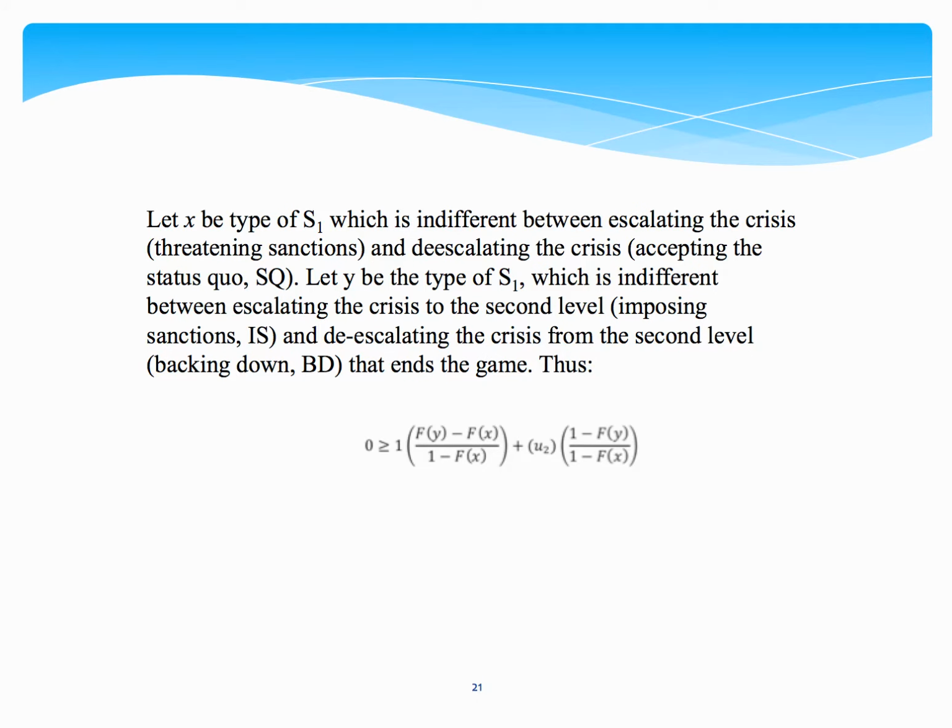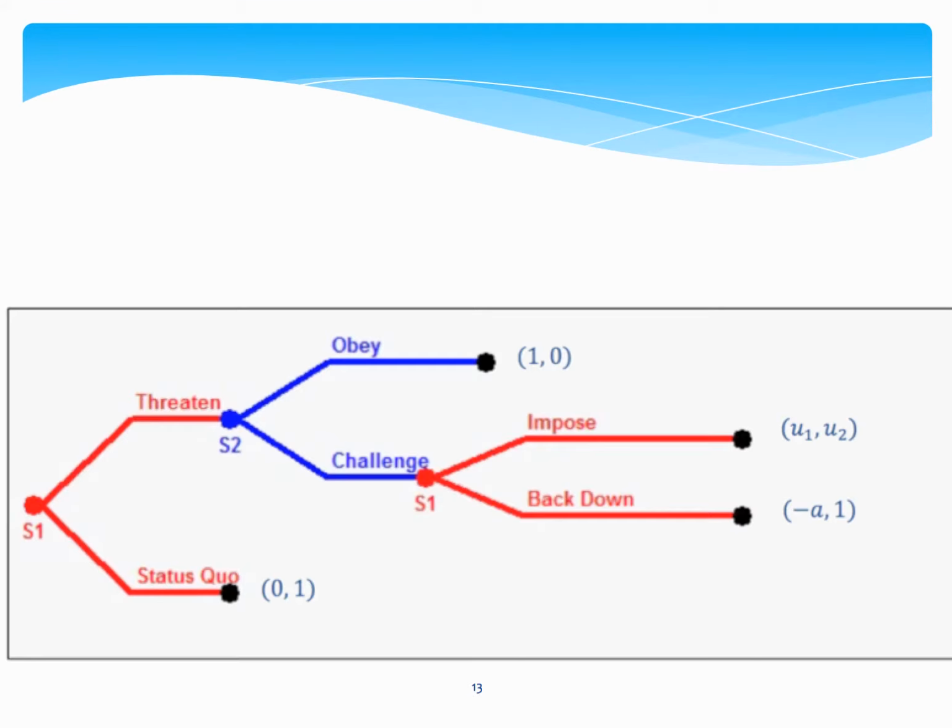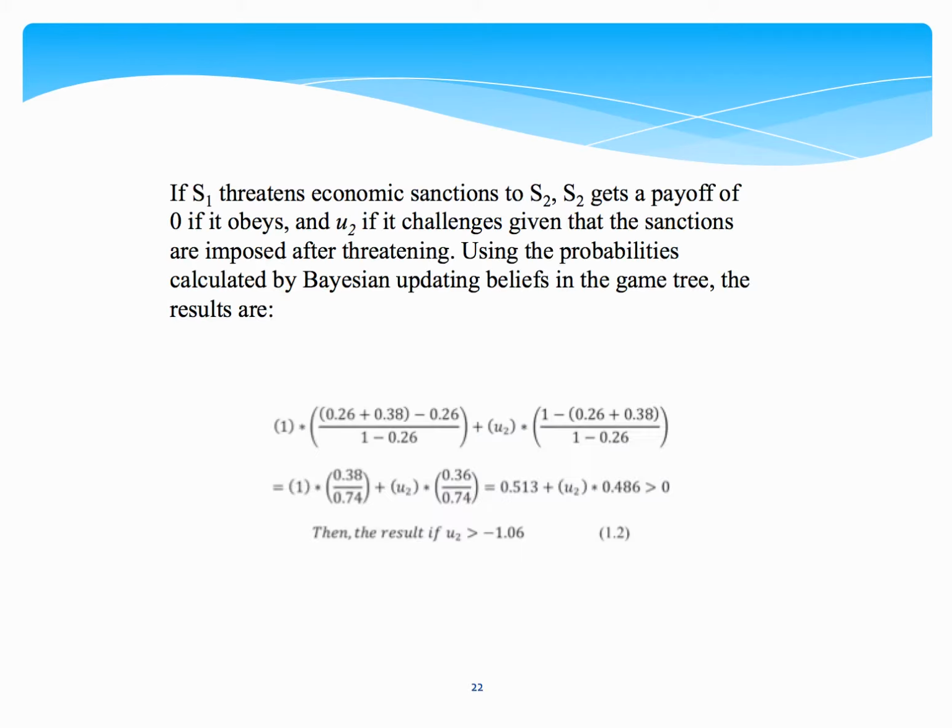And then I look at my payoffs, and here I need a combination of U2 and 1 compared with 0. Because if this combination of those payoffs is bigger than 0, then S2 will choose challenge. If it is a lower value, then S2 will choose obey. And after I plug in the values that I get from the probability table, this is what I get. So U2 should be bigger than minus 1.06.